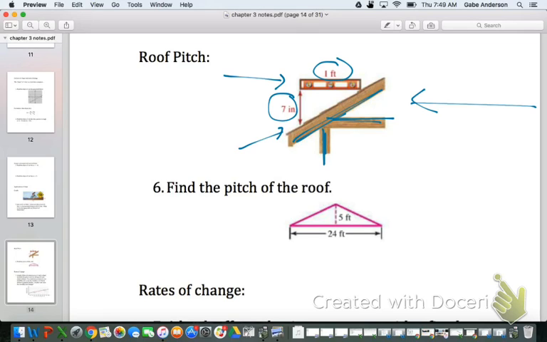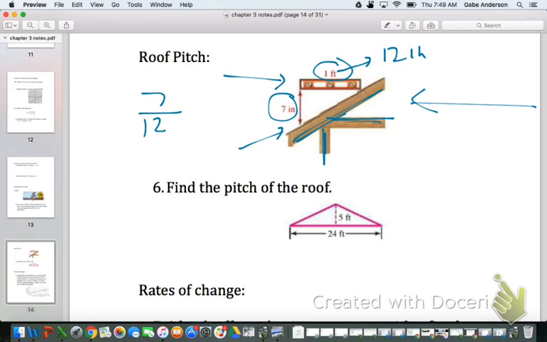7/12. You've got to be careful with this, right? Because it's 1 foot, but hold on. It's 1 foot and 7 inches. So aren't the units a little messed up? So it's 7/12. Yeah, I'd say 7/12, right? So 1 foot is really 12 inches. So I'd say the pitch there is 7/12. It's a 7/12 pitch.